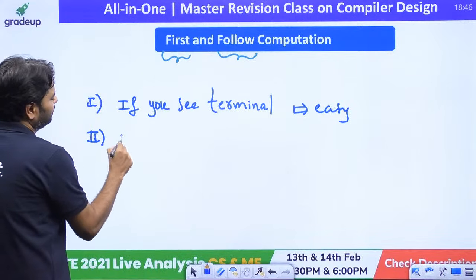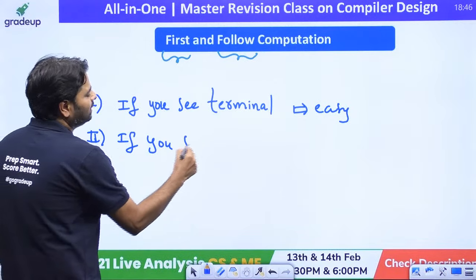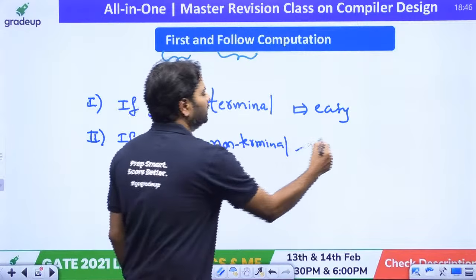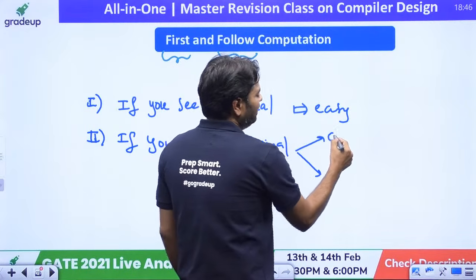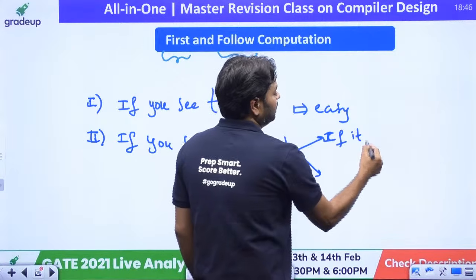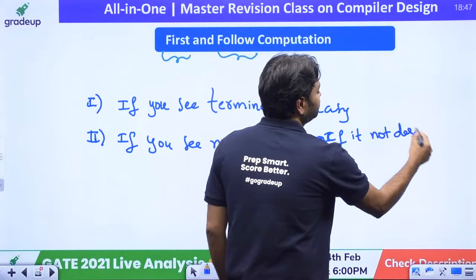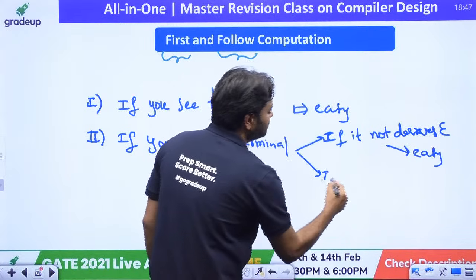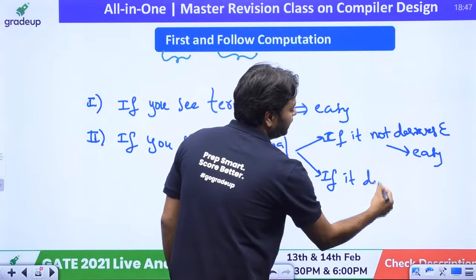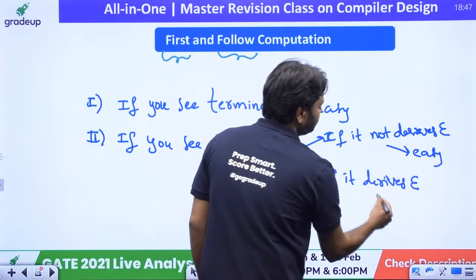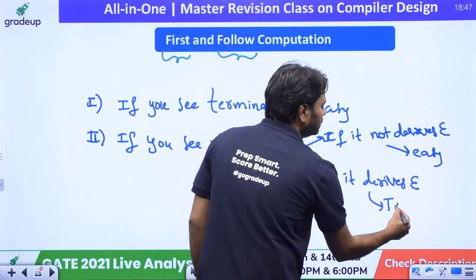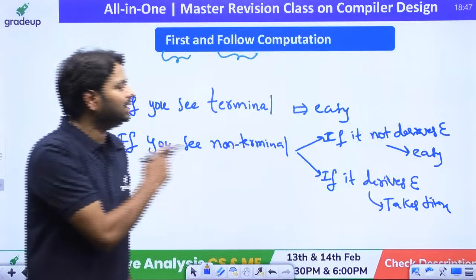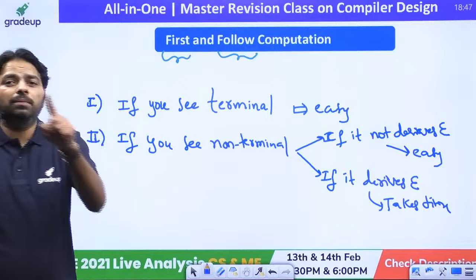Second, if you see a non-terminal someplace, wherever you want it, then you have two things. Can it derive epsilon? If it does not derive epsilon, again easy. Again easy. But if it derives epsilon, it wastes your time. If it derives epsilon, it takes time to compute. It's not always difficult, but it takes time. Remember these 3 points while computing first and follow.